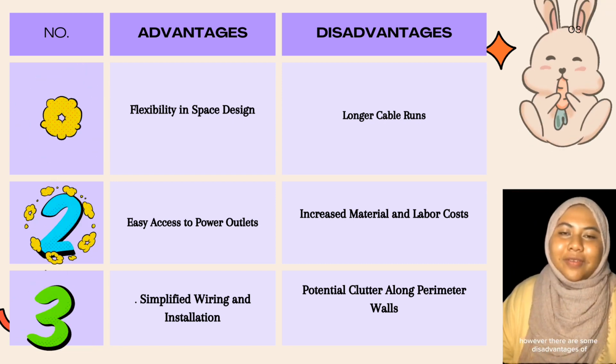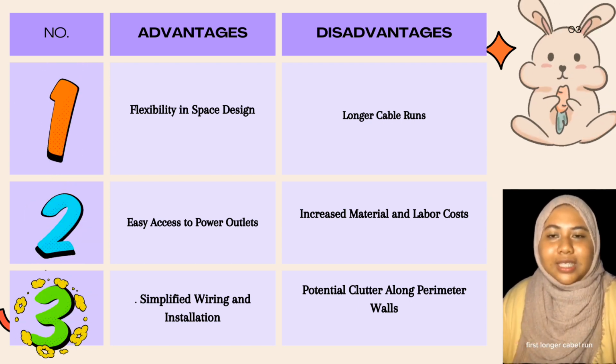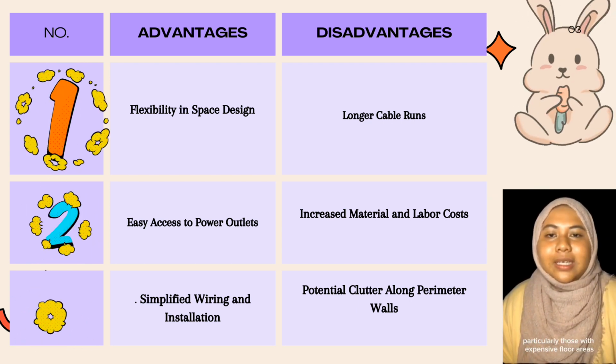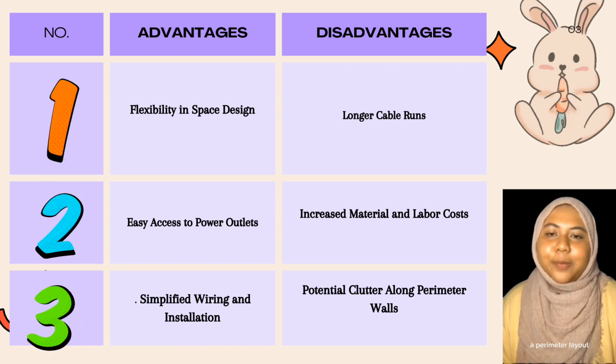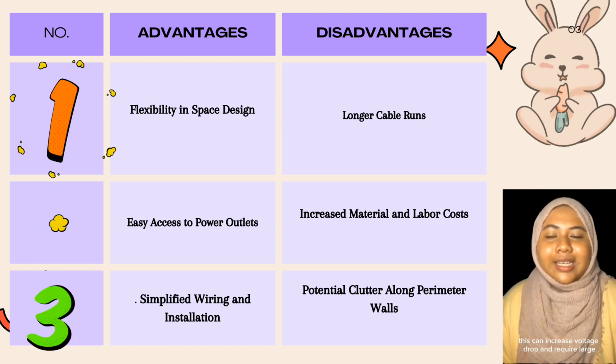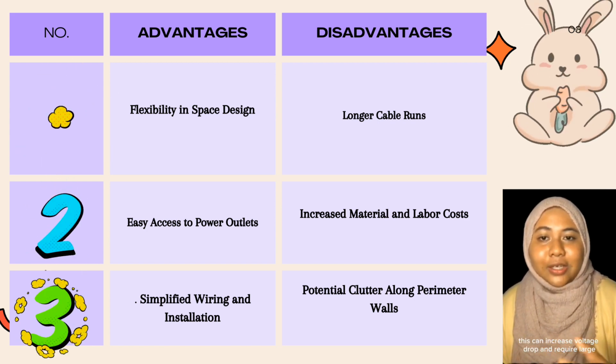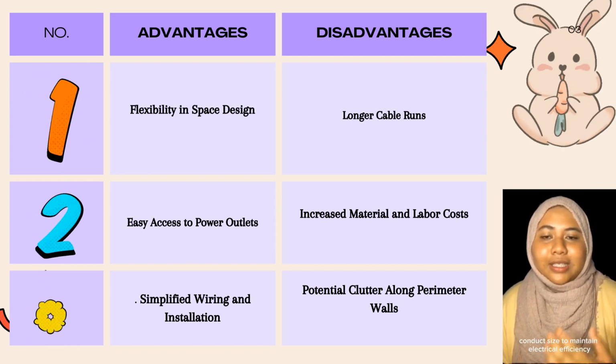However, there are some disadvantages of choosing perimeter layout. First, longer cable runs. In larger buildings, particularly those with expansive floor areas, a perimeter layout may result in longer cable runs. This can increase voltage drop and require larger conductor size to maintain electrical efficiency.